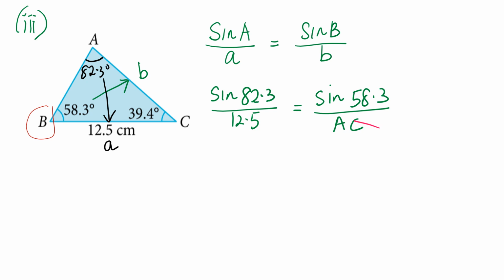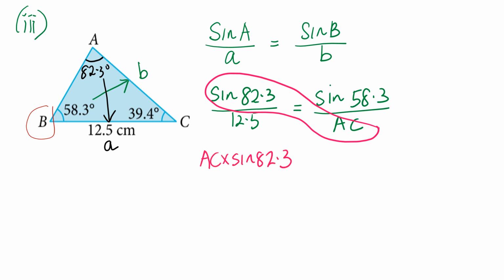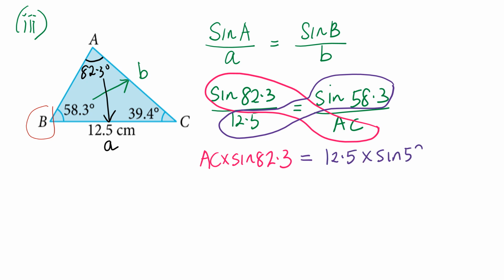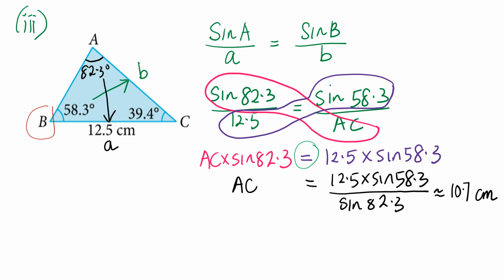Okay, so let's apply the shortcut. That will give you AC times sine 82.3 equal to the other one, which is 12.5 times sine 58.3. Make sure you put your equal sign here. The equal sign must be there, otherwise it does not make sense. And then the next thing is to divide by sine 82.3 on both sides, and you get AC to be 10.7 centimeter expressed to 3 significant figures. So not too difficult, right?